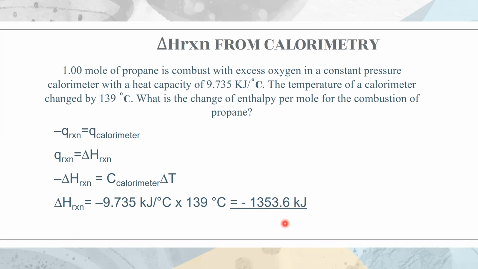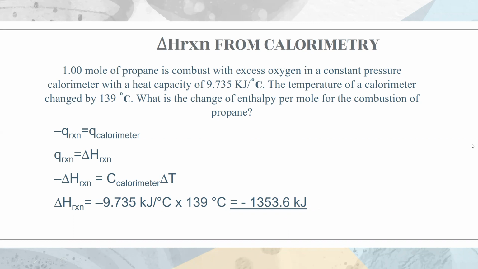And something to remember is that every time we have a negative sign, this means that our system gave up energy. This means that our system gave up 1353.6 kilojoules of energy. And anytime that we have this, then we can say that we have an exothermic process because we gave up energy.